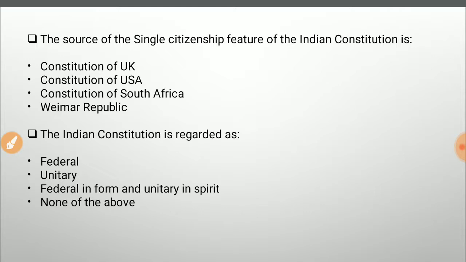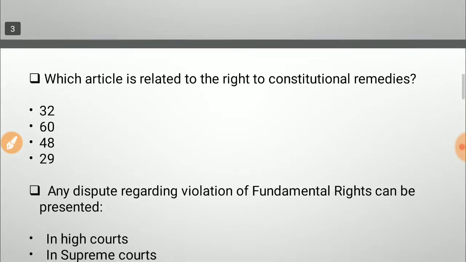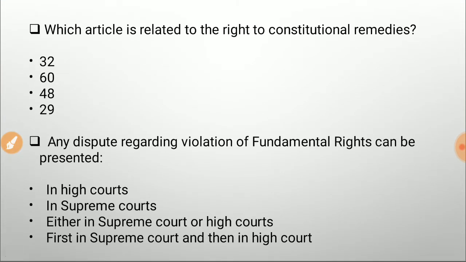The Indian Constitution is regarded as federal, unitary, federal in form and unitary in spirit, none of the above. The correct answer is federal in form and unitary in spirit. Moving on. Which article is related to the right to constitutional remedies? The options are Article 32, Article 60, Article 48, or Article 29.